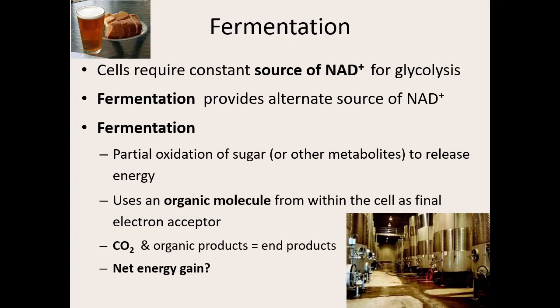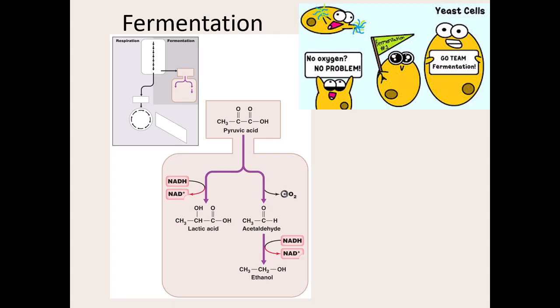Some of our end products, we'll make some CO2, and we're going to make some type of organic product. So if we take pyruvic acid, there are multiple ways we can break down pyruvic acid into multiple different types of end results. This is just showing 2 examples. We can take pyruvic acid and break it down and get lactic acid. And lactic acid is going to give us that NAD+ that can go right back into glycolysis. Or we can take pyruvic acid and break it down and eventually make ethanol.